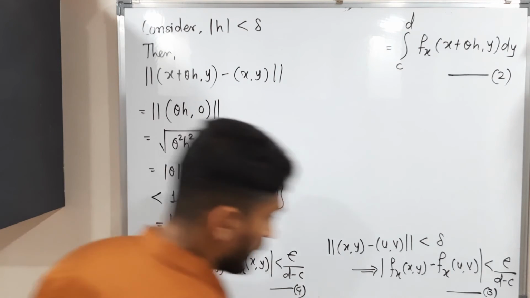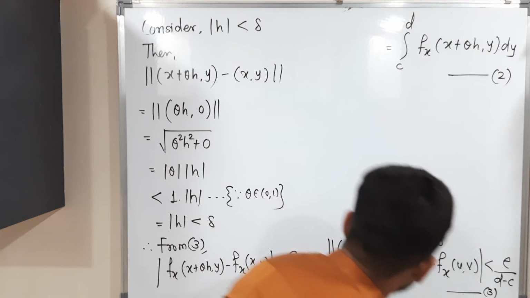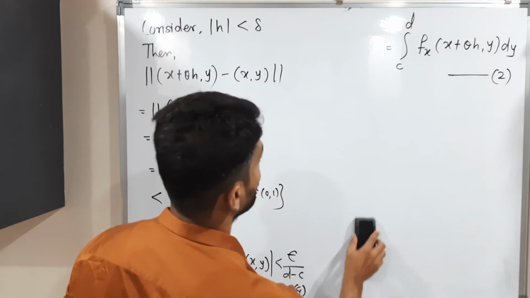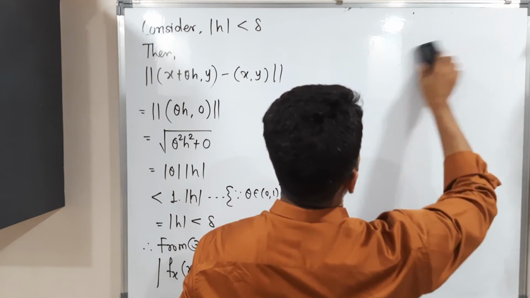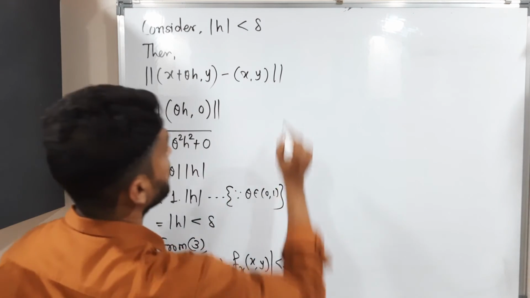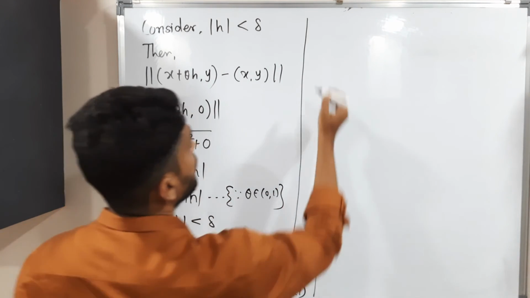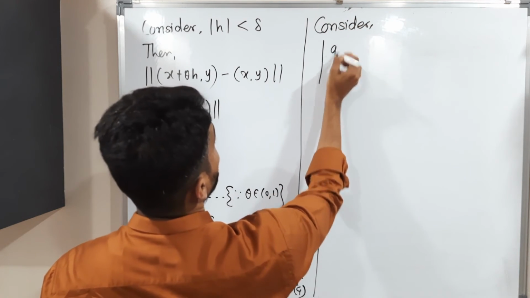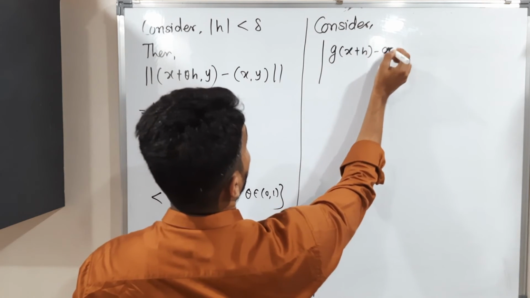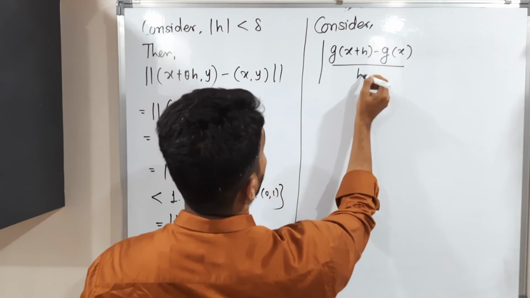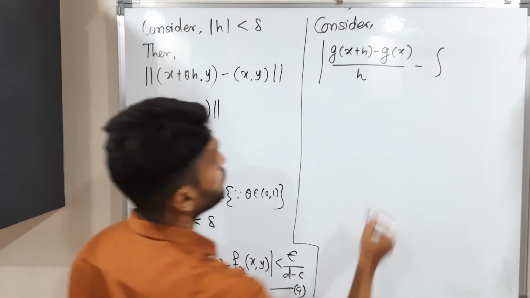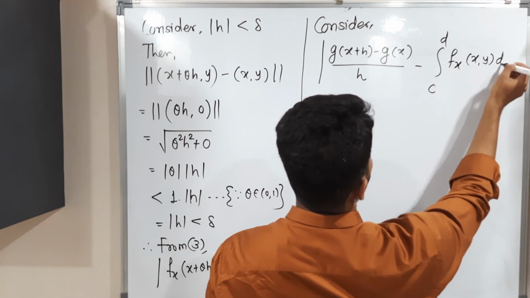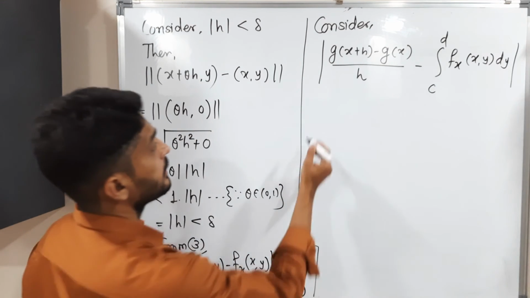So let me remove this part and then we will go further. Just a minute. This part is not required now. This part, yeah, we want actually, but there is no space to write then. Let us continue. So I am going to consider mod g of x plus h minus g of x divided by h minus integration. We have to prove actually this is c to d fx of xy dy. Okay, so this thing I have considered.